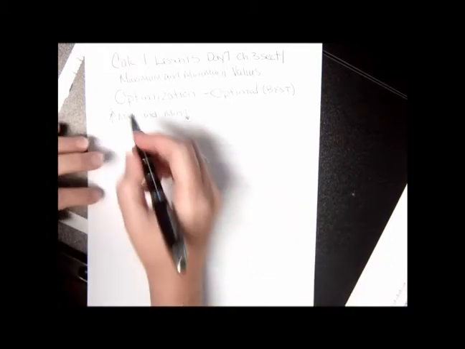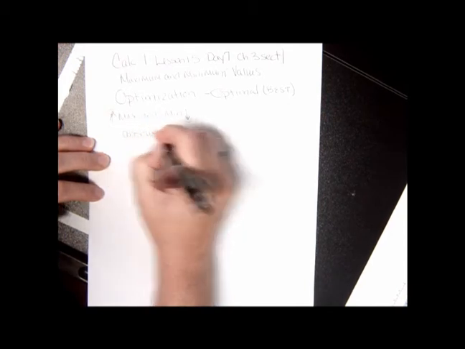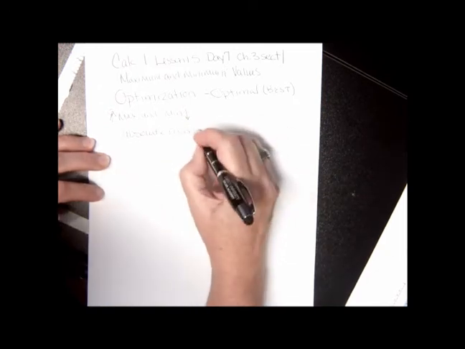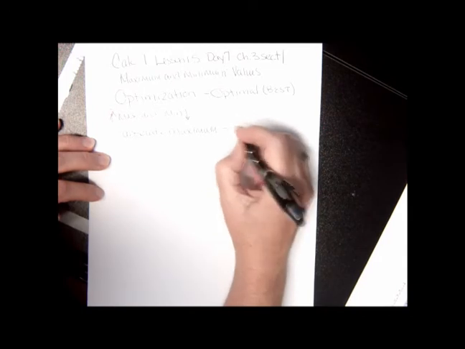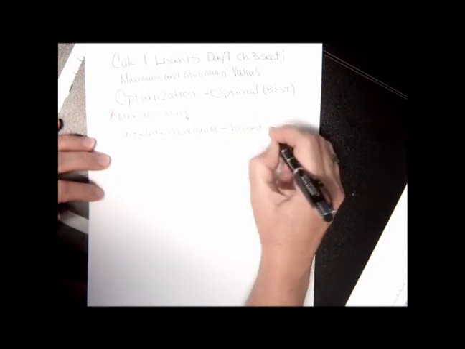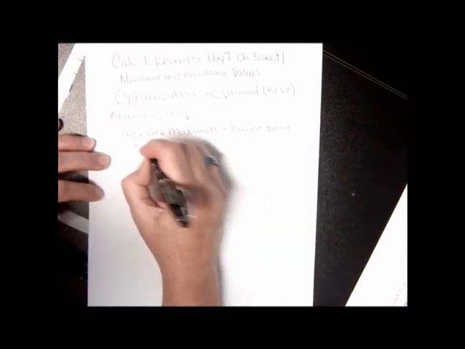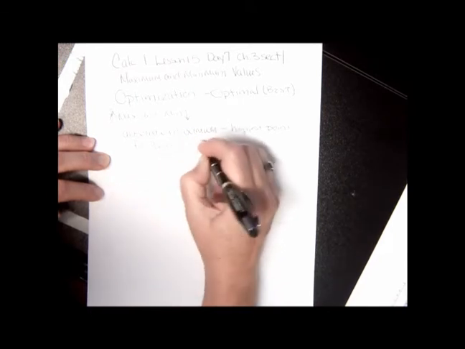Now, there's a couple things we have to look at, like what is maximum, what is minimum? Well, there's two kinds. So there's an absolute max. Absolute maximum is throughout the entire domain. So the highest point for the entire domain.